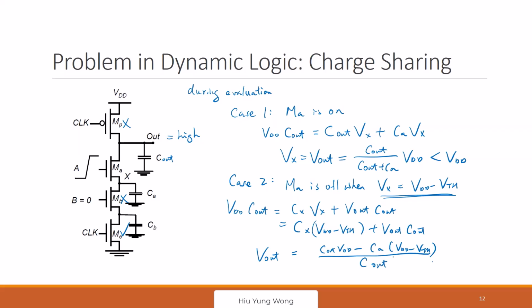Anyway, just to tell you that there are two cases. When you do it, you need to be careful. But the point is that the output is always less than the VDD, right? Because of the charge sharing. The rest are just math. Is this okay? Any questions?